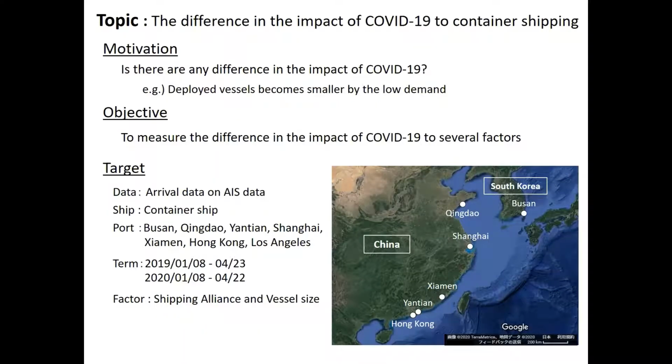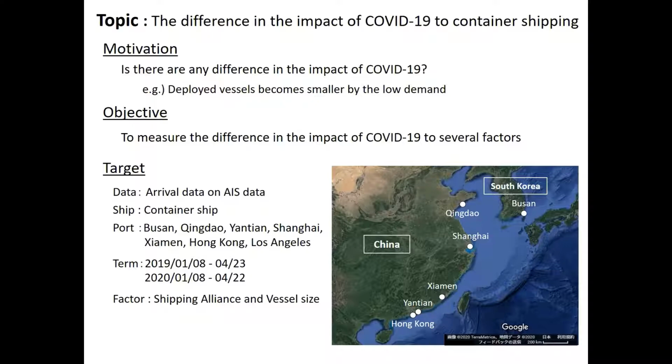Okay, let's explain the topic, the difference in the impact of COVID-19 on container shipping. In this topic, we want to know if there is any difference in the impact of COVID-19. For example, the cargo volume in the world becomes lower due to COVID-19. In this case, we can predict that deployed vessels become smaller. To measure this kind of change, we measure the difference in the impact of COVID-19 on several factors.